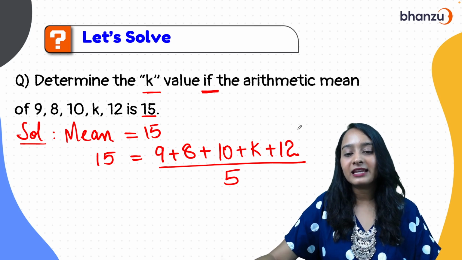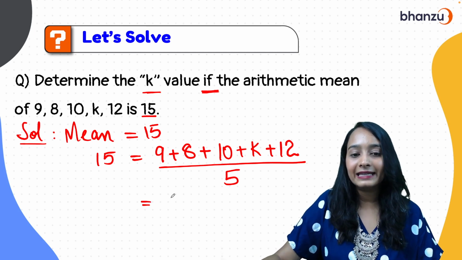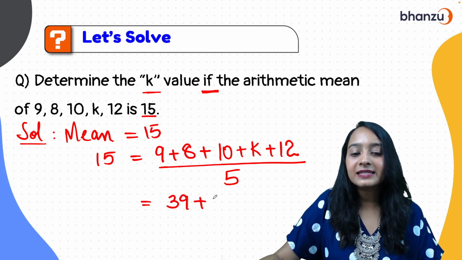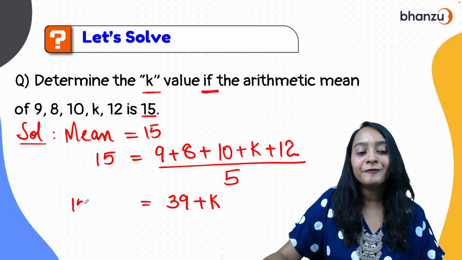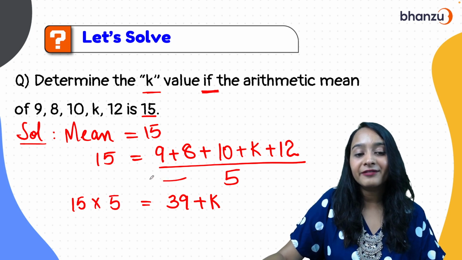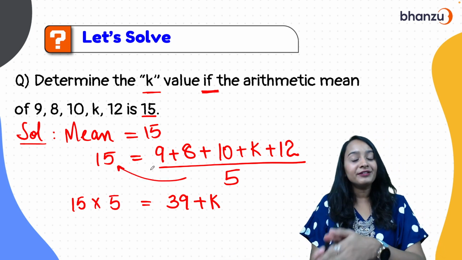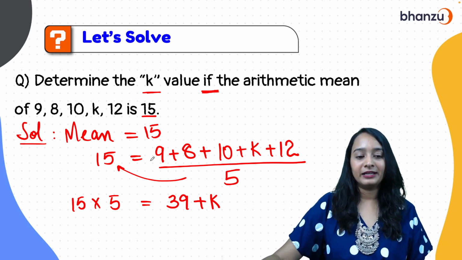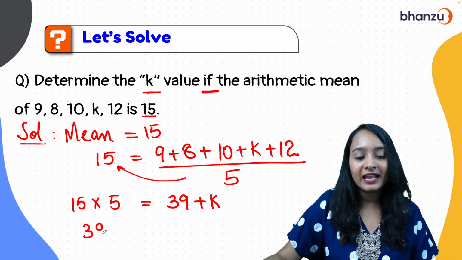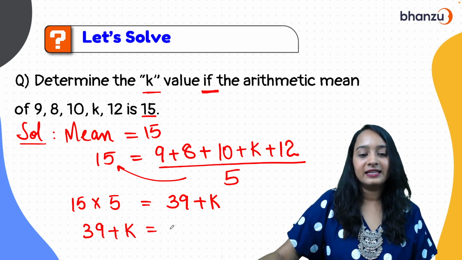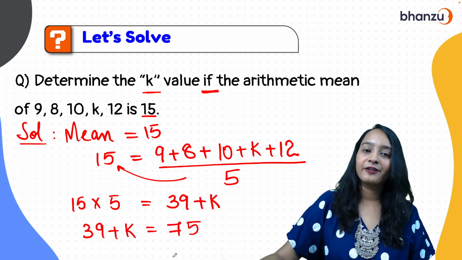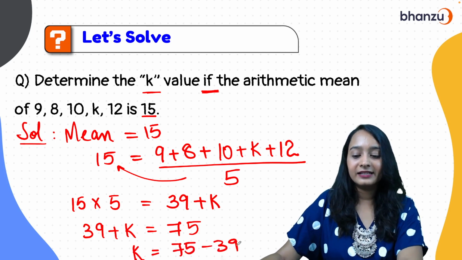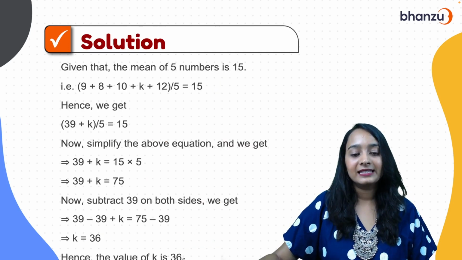9 plus 8 plus 10 plus 12 will give you 39 if I am not wrong. 39 plus k is equal to 15 multiplied by 5. I am sending the division by 5 to the other side of the equal to sign, so it will become multiplication. So we have 39 plus k equals 75. So the value of k would be 75 minus 39, which is equal to 36.